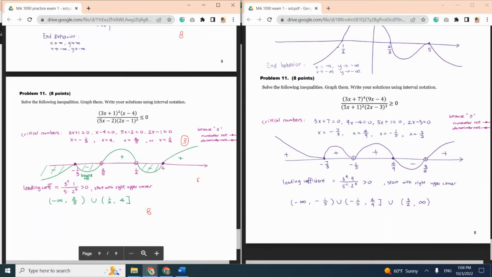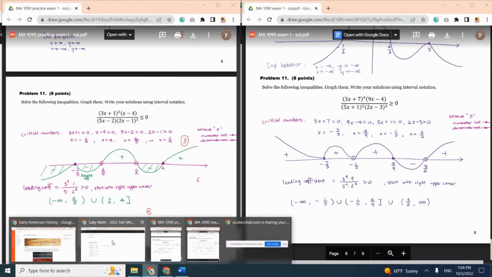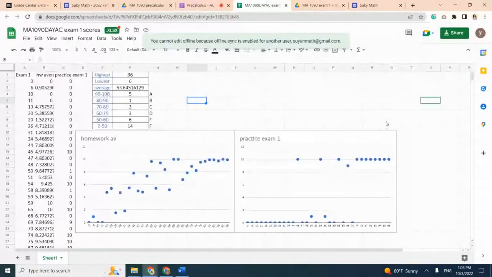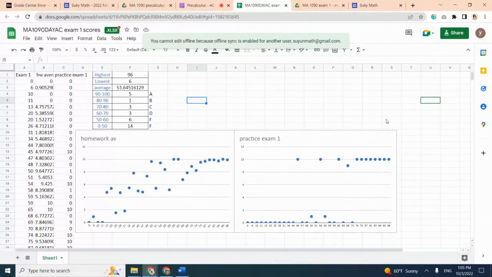Now let me show you our scores. Okay, so this is our scores. The highest is 96. The lowest is 6. We have 2 students who didn't take the exam, so 2 zeros. But among the students who took the exam, the lowest is 6. Average is 53.64. We have 5 students get A, 1 student get B, 3 students get C, 3 students get D, and 20 students get F. 20. 2/3 of the class get an F.